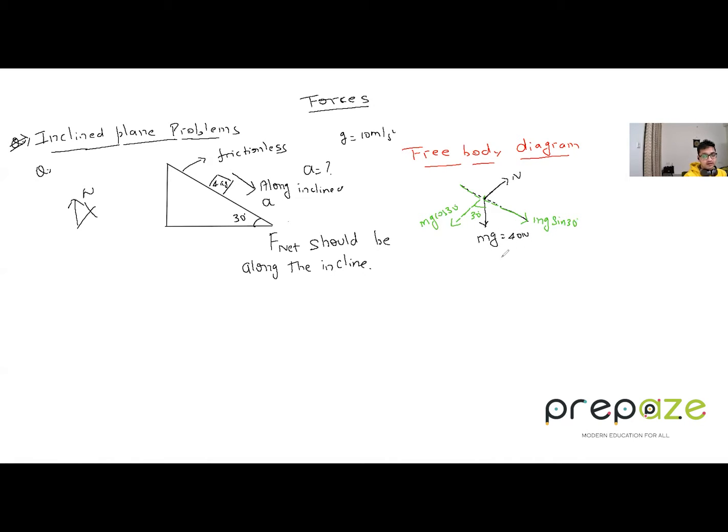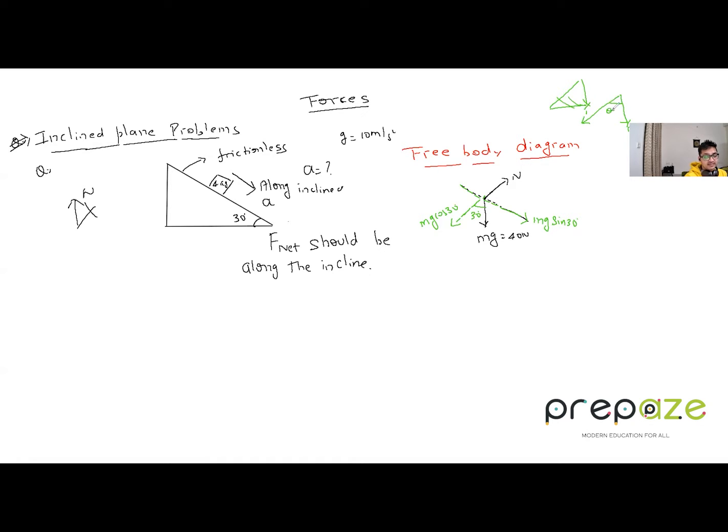So we have mg vertically downwards. The components will be mg cos 30 and mg sin 30. Why cos? Basically, if you draw the triangle over here, this right angle triangle, this is your mg, which is the main force basically, and you have to make the components of that, which is along this incline.